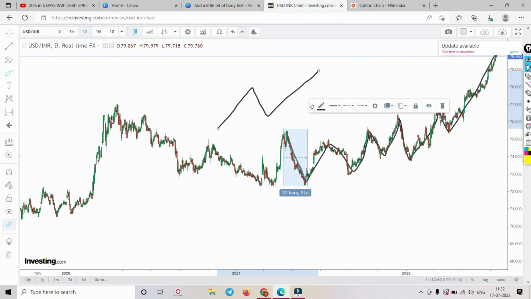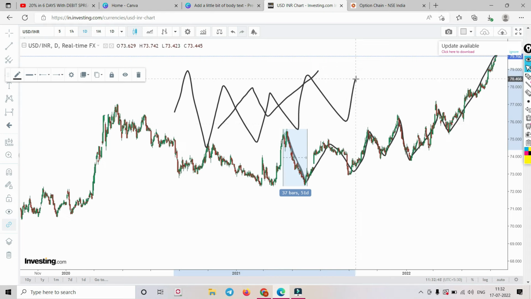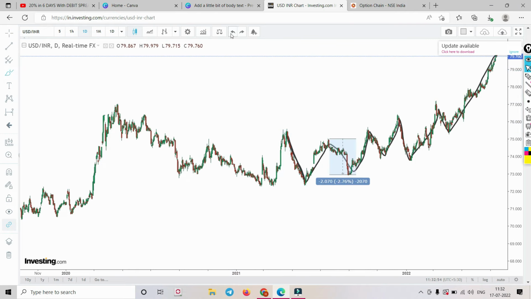This is not like your Nifty or Bank Nifty, wherein you'll have all the wild movements. It will go up and then come down, go up again, come down again. This type of movement you will not see. If you are an expert trader with some experience, you should be able to get it by looking at the chart.